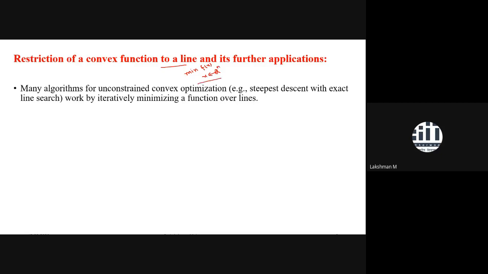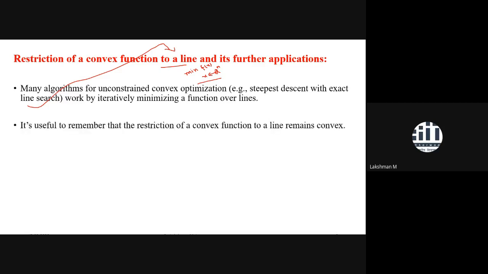There are many algorithms for unconstrained problems, such as gradient descent or steepest descent, steepest descent with exact line search. Exact line search always deals with this kind of problem, where you need to restrict along a line. It is also useful to remember that restriction of a function to a line remains convex. So if you have a convex function and you restrict it along a line, the function remains convex. There would be no issue. That means you are just dealing with a function of one variable.